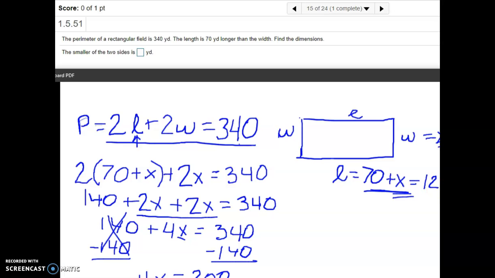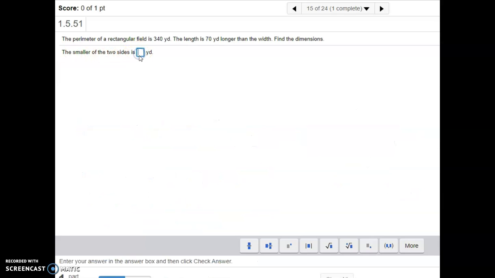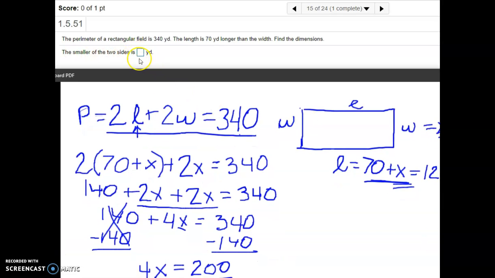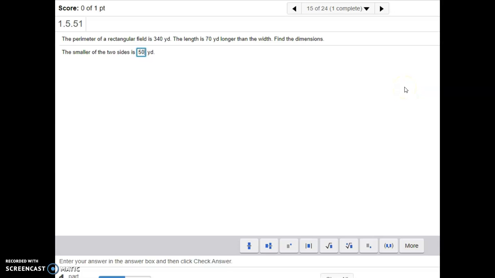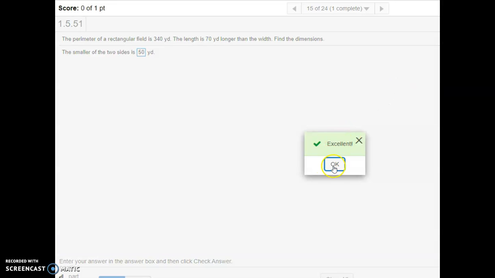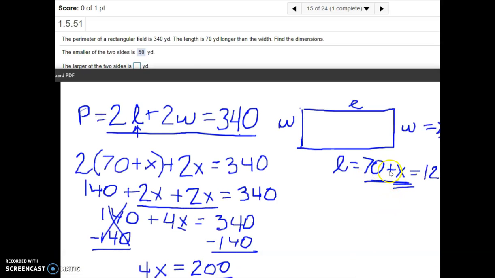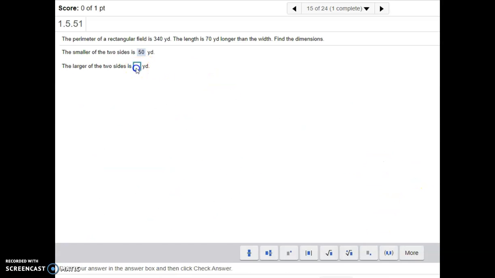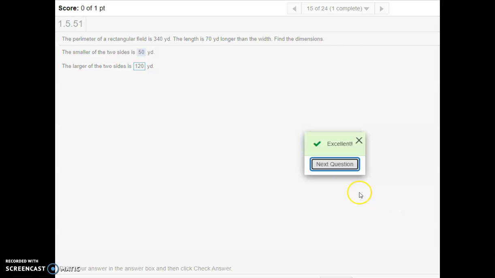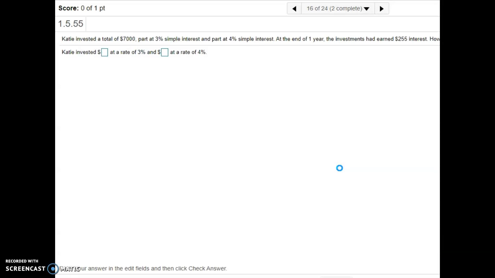So hopefully, if we did our problem right, we're going to get this. The smaller of the 2 sides, that is my 50. So let's check. Yay! Don't you love when that green box pops up? Okay. And the longer, going back to our problem, 70 plus x is 120. Check our answer. Yay. Okay.